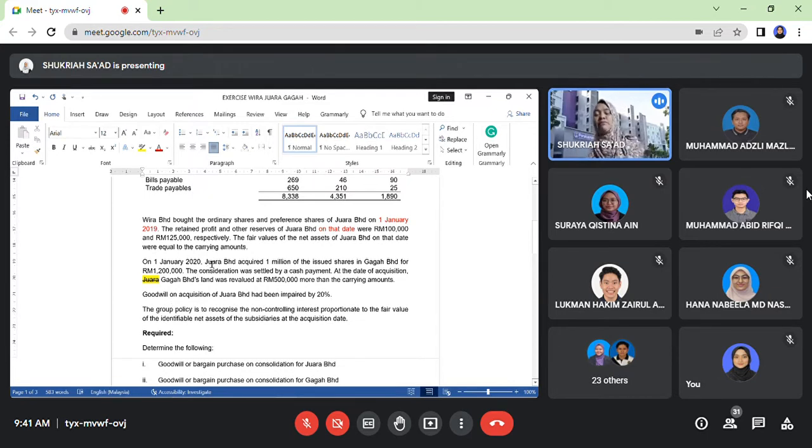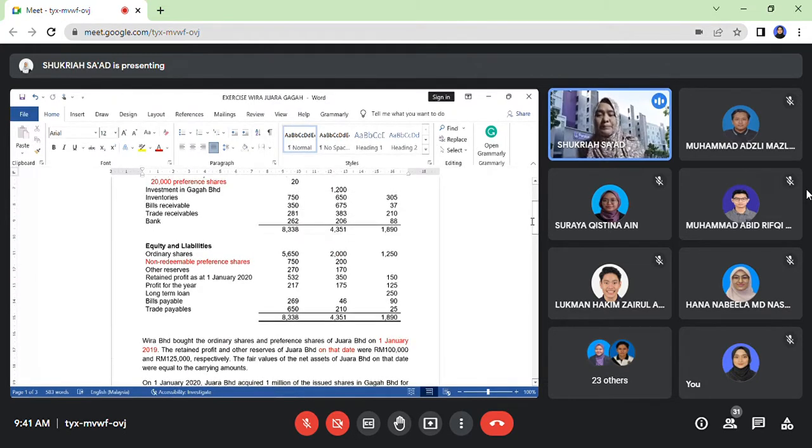Then we move on to second paragraph. On 1st January 2020, this is current year, sebab accounting period kita berakhir in 2020. So current year, this is opening of the year. 1st January 2020, Juara acquired 1 million of issued share. So what kind of share? Of in Gagah.